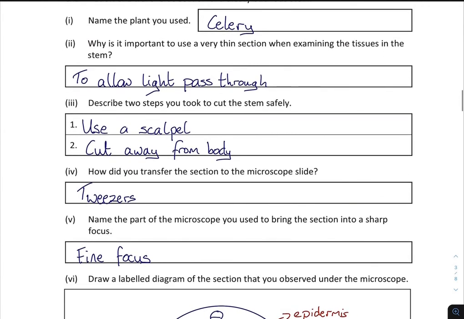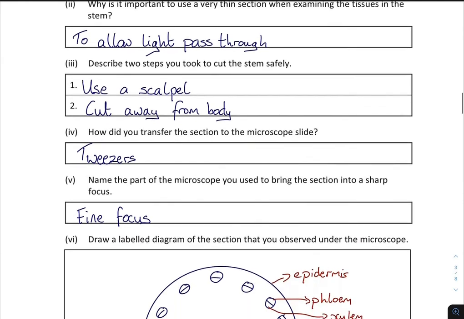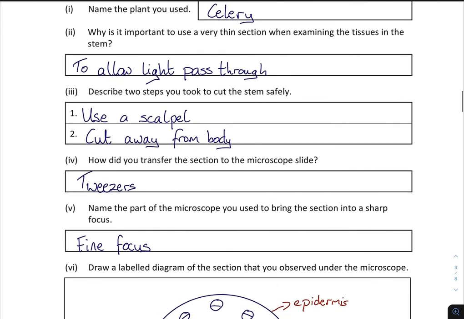How did you transfer the section to the microscope slide? Well, we use the tweezers, but you see some people use paintbrushes with a little bit of water on it. There are actually a few different ones you can say, but tweezers is kind of a standard answer for that. Name the part of the microscope you use to bring the section into sharp focus. So that's the fine focus wheel. Okay, and I'd actually nearly put in the wheel part there actually.